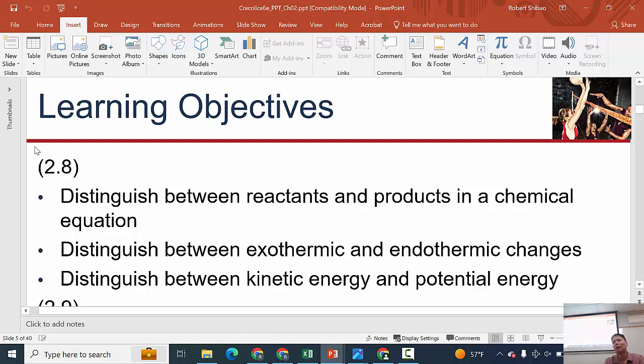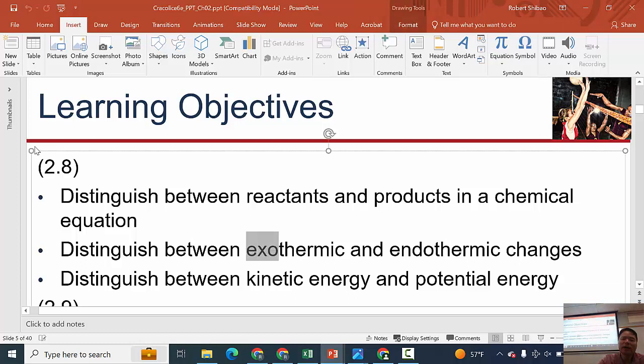And we have names for that. If it releases energy, we call it exo. Exo means external. Endo means internal here. And so exo would be losing energy to the outside. Endo would be gaining energy on the inside.